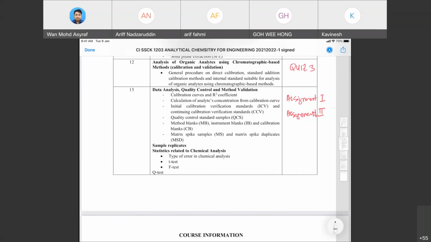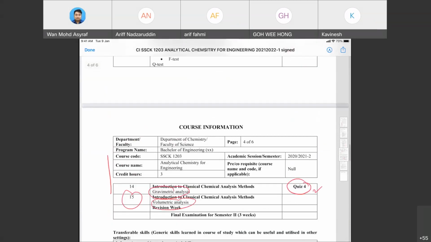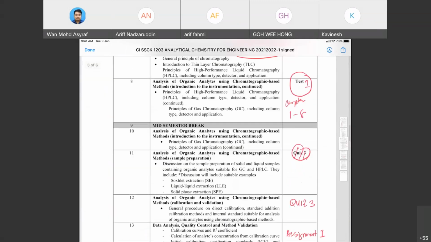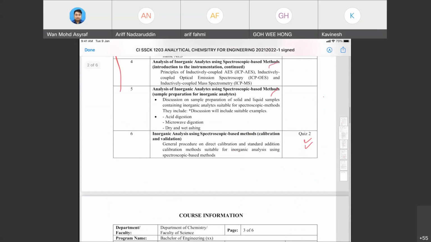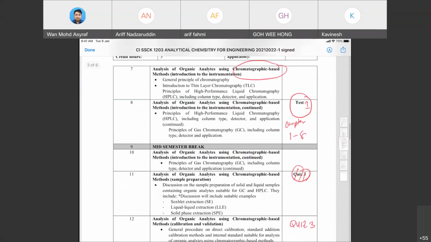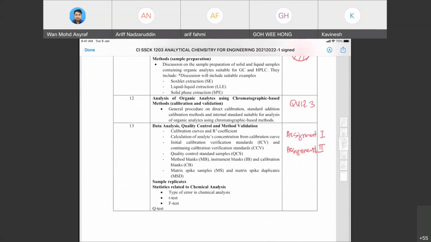Alright. So basically all of the assessments are like this. That is my planning. For the quiz, test and everything, it is like this. Only for the assignment, I'm giving you some leeway, some room. During this first week, you have a lot of classes. We have set your assignment to be handed in during week 13.